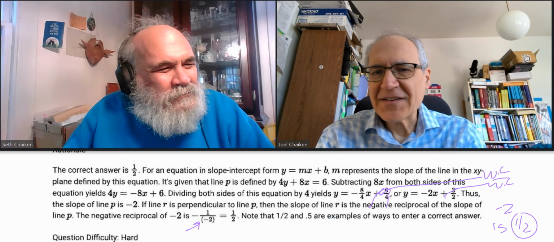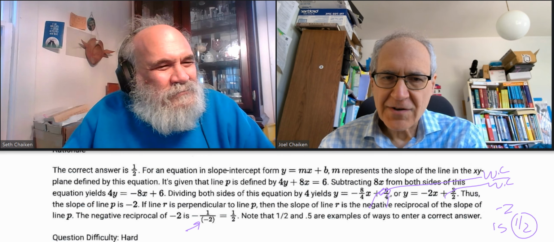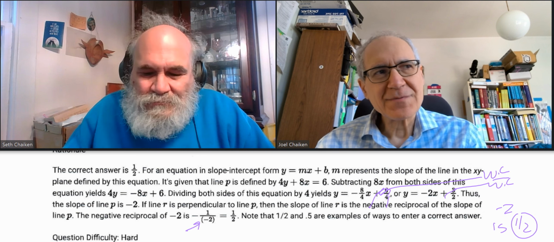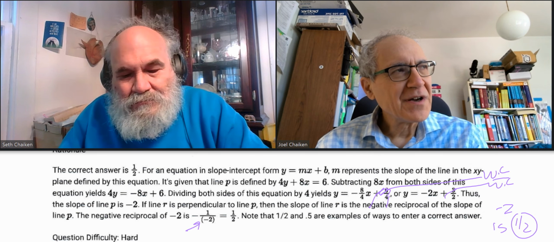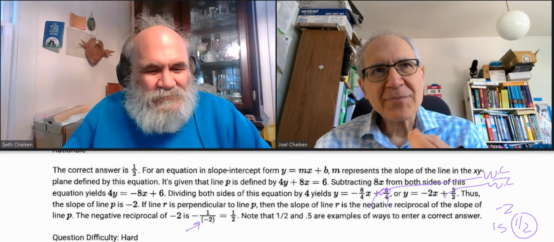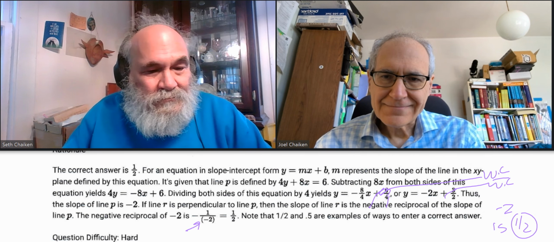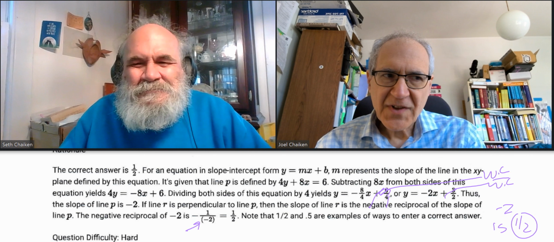So you think that they marked it hard because you have to know one thing about negative reciprocal slopes, and you also have to know how to get the slope of a line, but also you have to know how to put together a two-part problem.